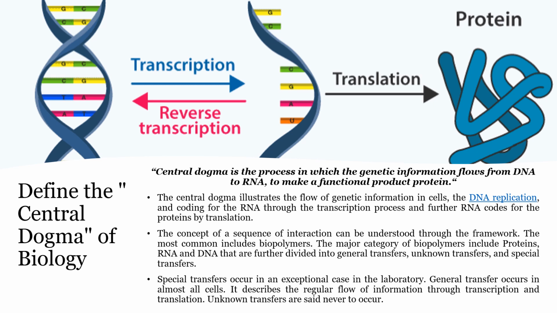The concept of a sequence of interaction can be understood through the framework. The most common includes biopolymers. Major categories of biopolymers include proteins, RNA and DNA, and transfers are further divided into the general transfer, unknown transfer and the special transfer. Special transfers occur in exceptional cases in the lab. General transfer occurs in almost all cells. It describes the regular flow of information through transcription and translation. And unknown transfers are said to never occur.